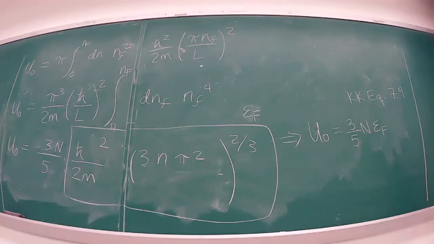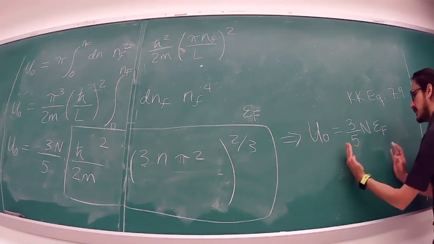So this is an ideal gas. That means that the interactions between particles are zero. So where is this energy coming from? What kind of energy is it? It's kinetic energy.